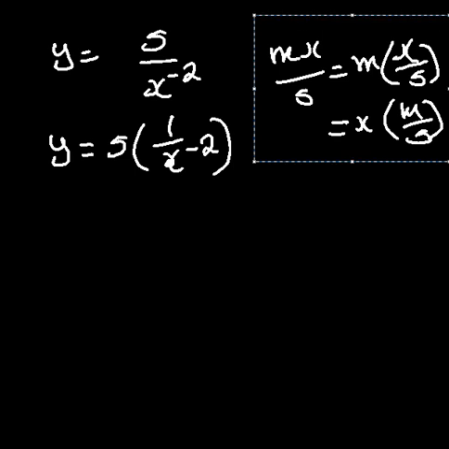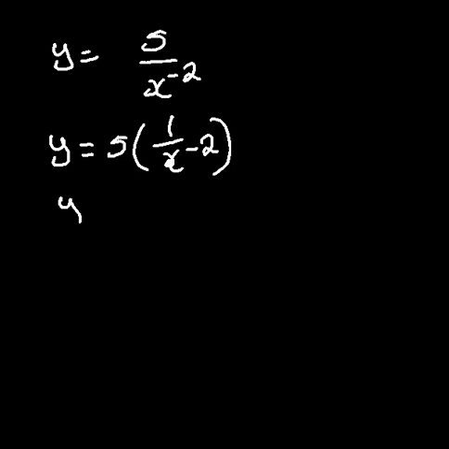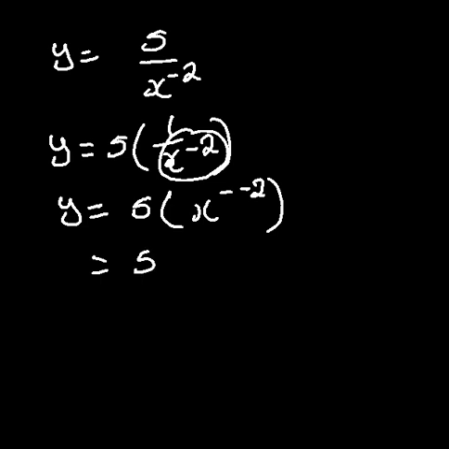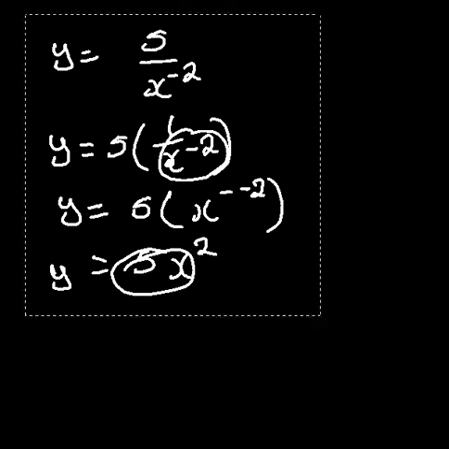So in this case, we'll express it as y is equal to 5 times 1 over x to the power negative 2, and which is the same as 5x to the power positive 2. Now we are able to differentiate that. So that is how you can apply it.